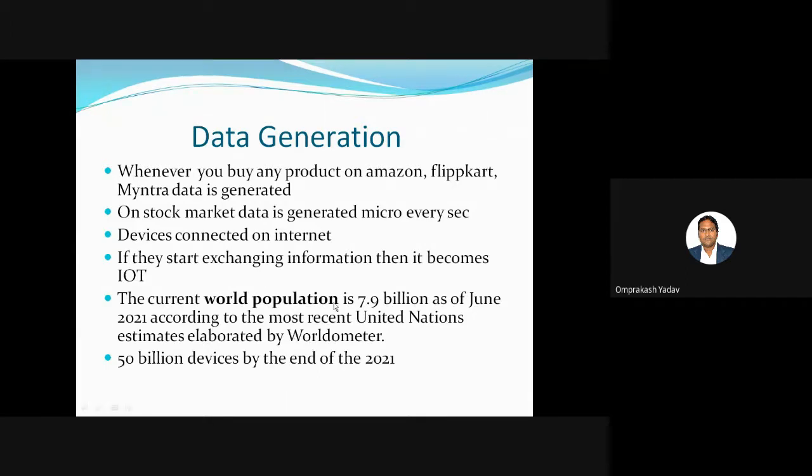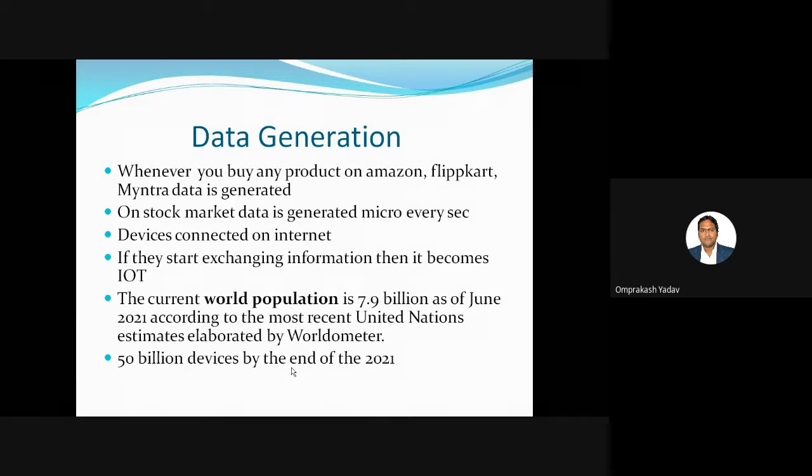Let's say the current world population is 7.9 billion, as of June 2021, according to the most recent United Nations estimates. And there will be 50 billion devices by the end of 2021. Even if we consider this as 8 billion, it's nearly 6 to 7 times as many devices. So one person has 6 to 7 devices, and all the devices are connected to the internet. So you can think how much data we are generating.